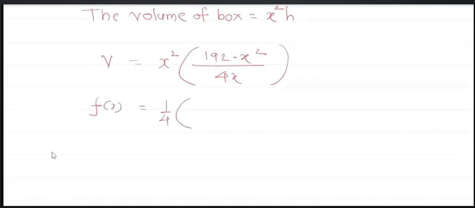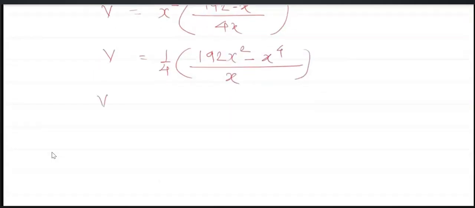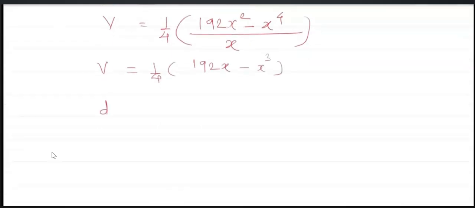Therefore, f of x is equal to 1 by 4, or V is equal to, if we are touching the volume, that is 192x square minus x raised to 4 upon x. Therefore, V is equal to 1 by 4 (192x minus x cube).